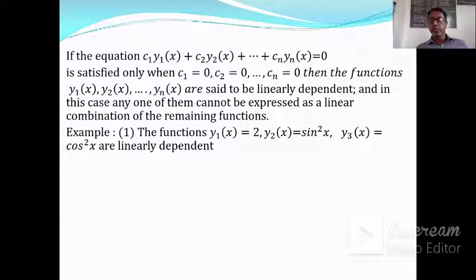See the first example. If we choose y1 of x is equal to 2, y2 of x is equal to sine square x, and y3 of x is equal to cos square x, then we show that these three functions are linearly dependent. For this purpose, we have to choose C1, C2, C3 in such a way that C1 y1 of x plus C2 y2 of x plus C3 y3 of x is 0, and C1, C2, C3 are not simultaneously 0.